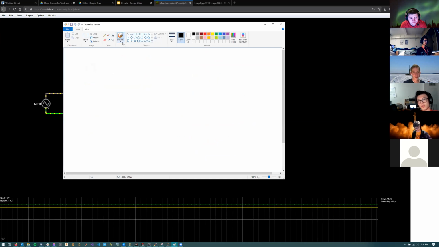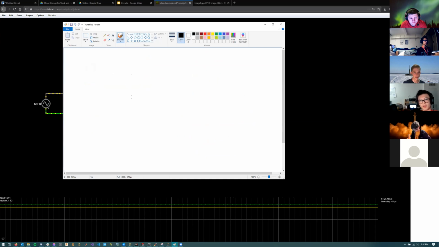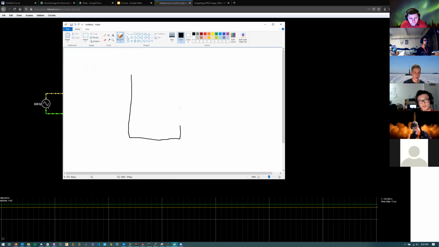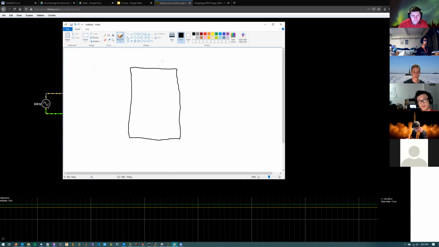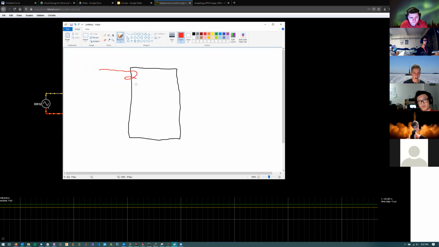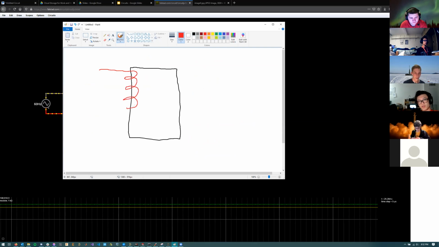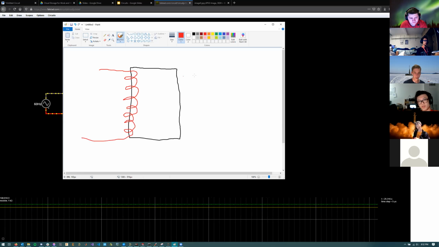So if we have a transformer, we will have a common core. A lot of times they'll look like this, though there are a lot of ways they do them. And then we'll have wraps of wire around this.